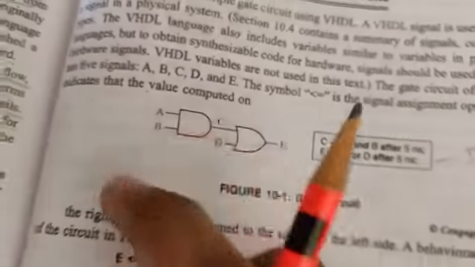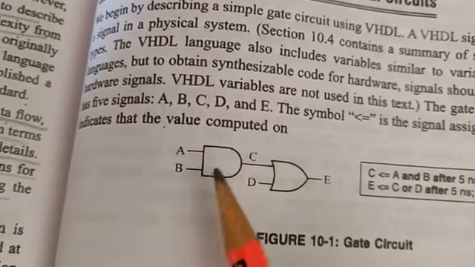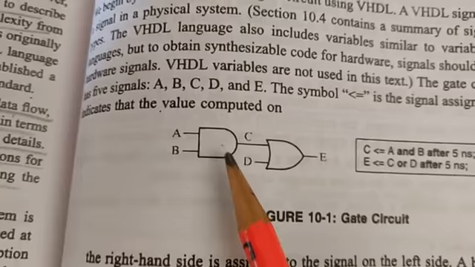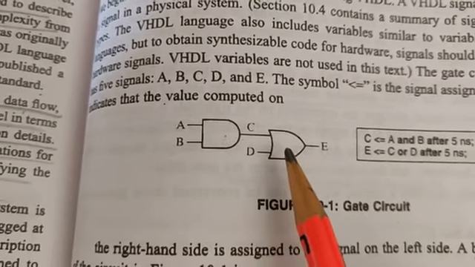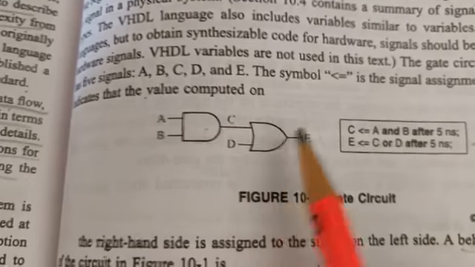Okay, so let me go through how this works. Look at this circuit with A, B, C, D, and this is an AND gate, this is an OR gate. If you want to write this circuit in a data flow model, it's basically very easy.